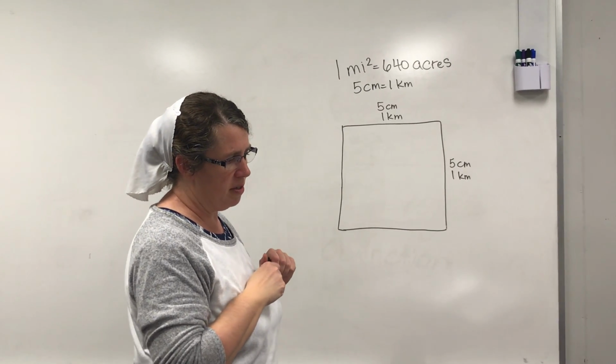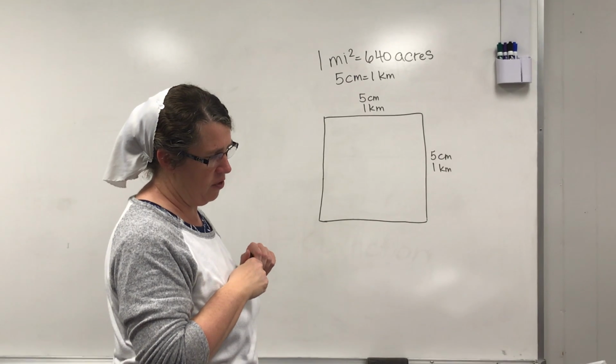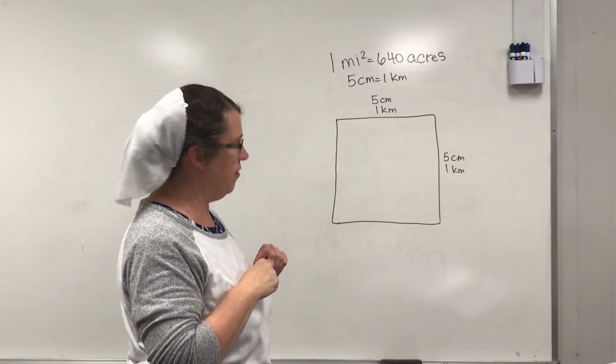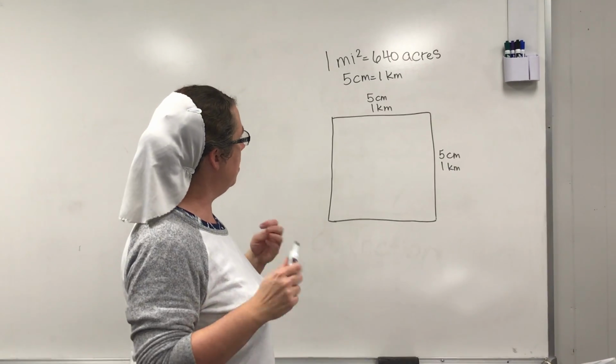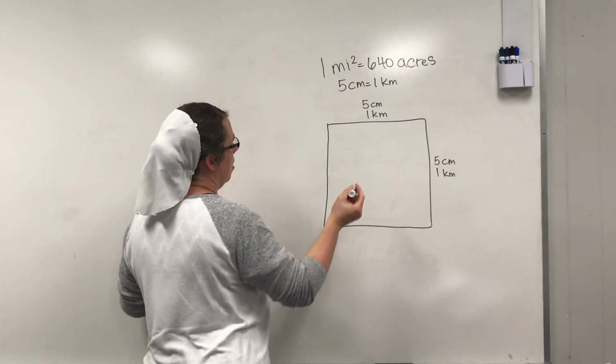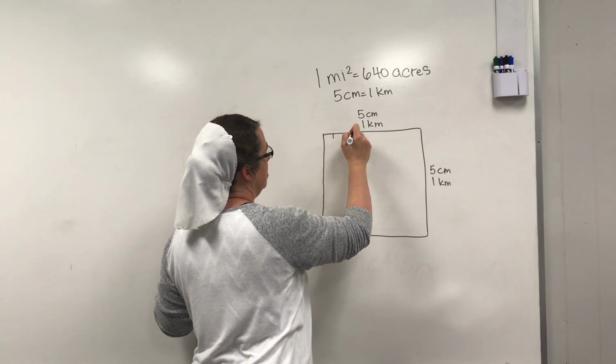Make tick marks every ½ centimeter along each side of the square, starting ½ centimeter from each corner. All right, I'm not using my ruler, but it should come out to about 10 tick marks.